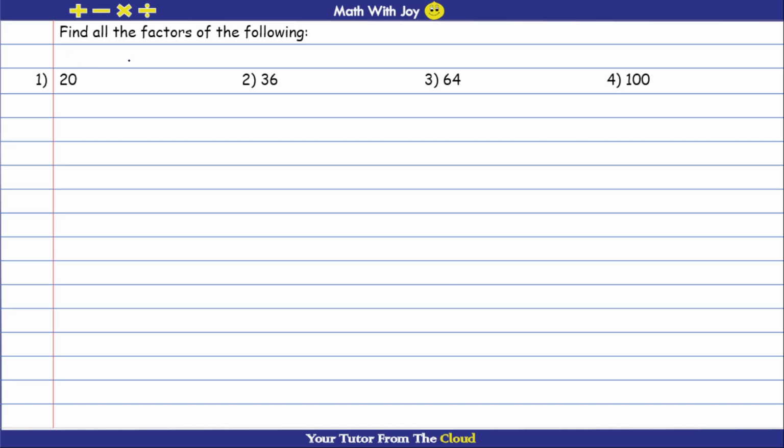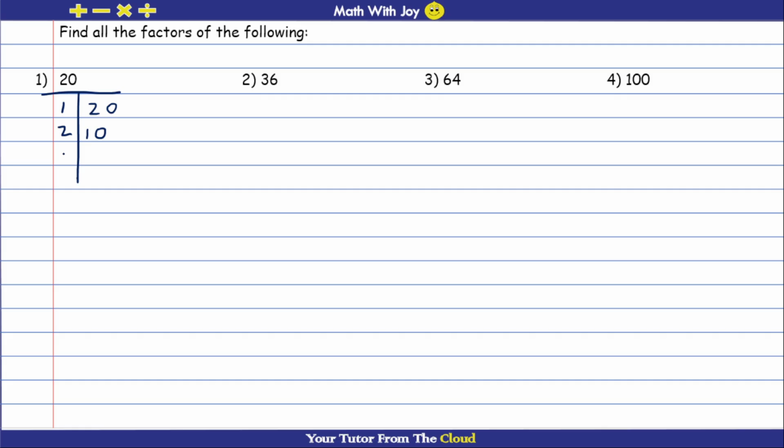Now they say find all the factors of the following. 20. Well, if I want the factors of 20, I will do this again. Now, the easiest way to check is to start from 1 and then go up. So I'll say, well, it's 1 times 20, obviously, because 1 is an identity. 1 times that number is that number. Then you say 2 times 10, right?